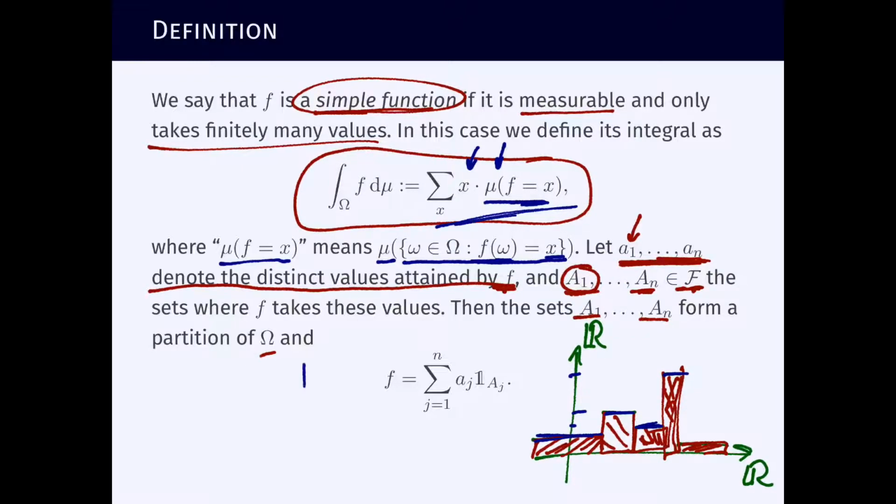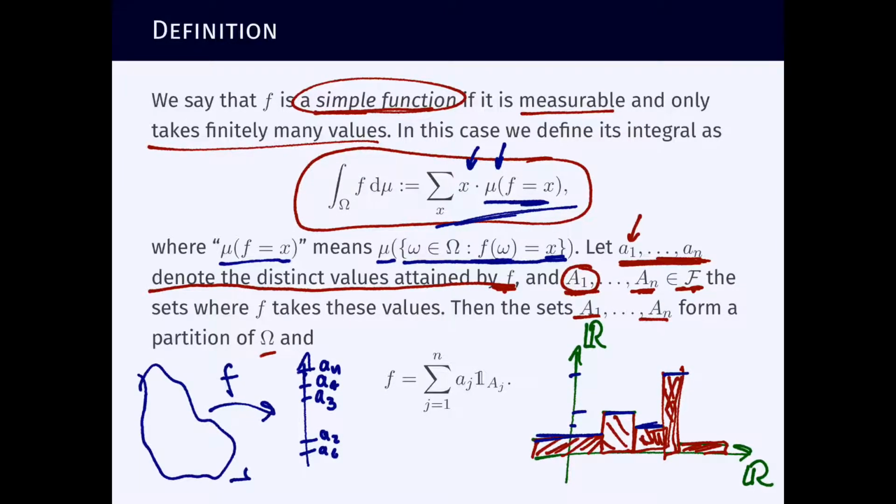To see that, f takes finitely many values a1, a2, a3, a4, up to an. And here we have our space omega. Then, of course, these determine a partition of omega. We look at the pre-image of a1, it will be all omegas that are mapped to a1. Then we look at the pre-image of a2, it will be all the omegas that are mapped to a2, and so on. So this determines a partition. Said differently, we can determine whether omega belongs to a certain set A_j simply by looking at whether f of omega equals a_j or not. This is a fundamental property, that it forms a partition.